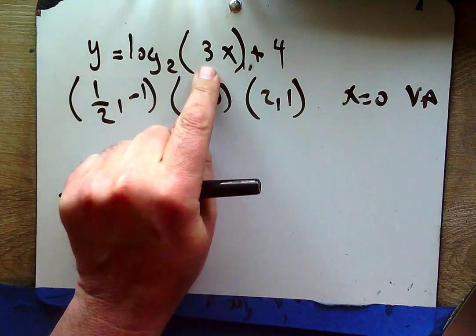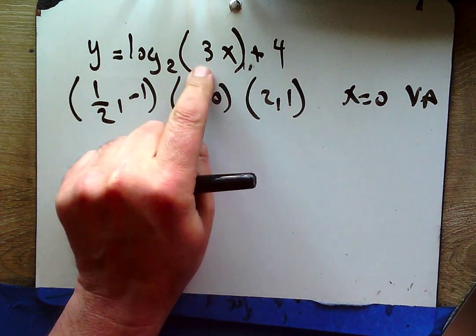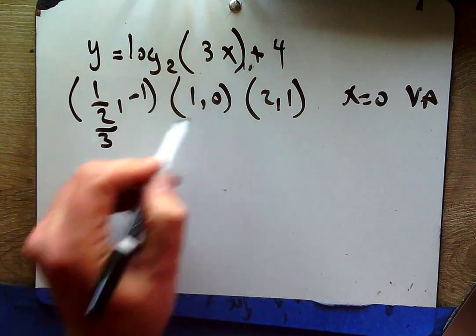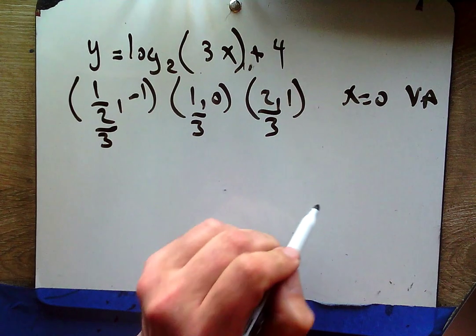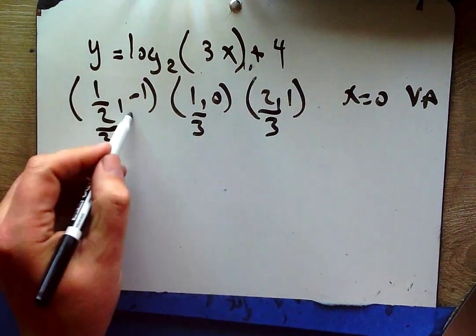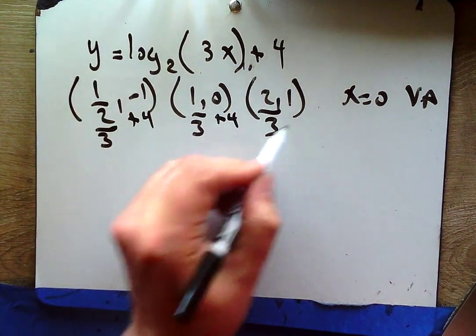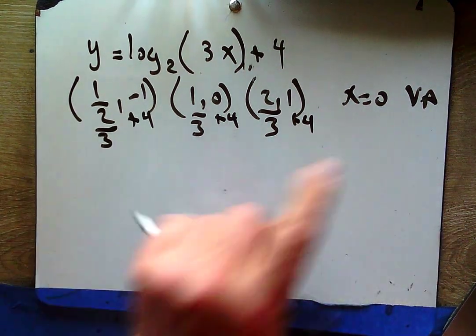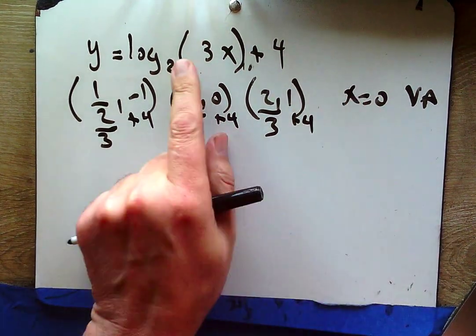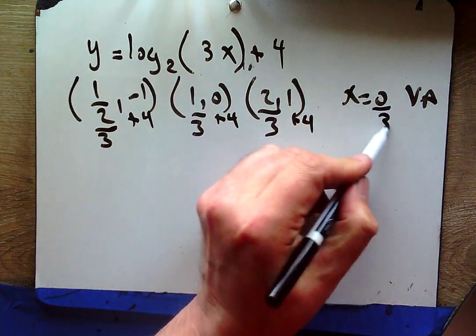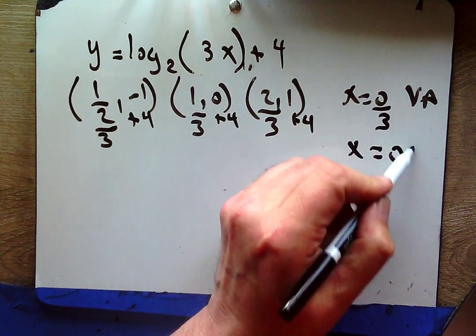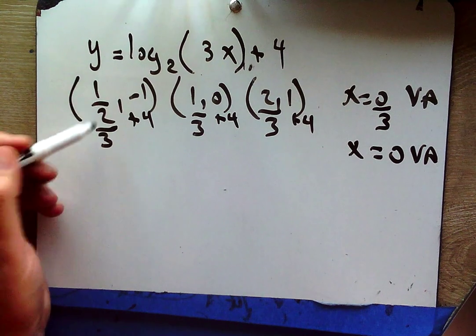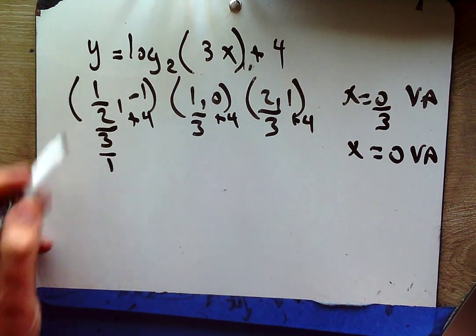Inside is opposite land. I'm not going to multiply all the x's by 3. I'm going to divide all the x's by 3. And here, outside is normal land. I see plus 4. I do plus 4 to all the y values. Now, what about this? Well, I was supposed to divide by 3 here. But that doesn't really change the value of our vertical asymptote.